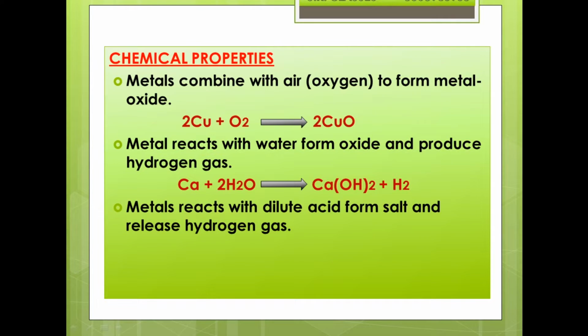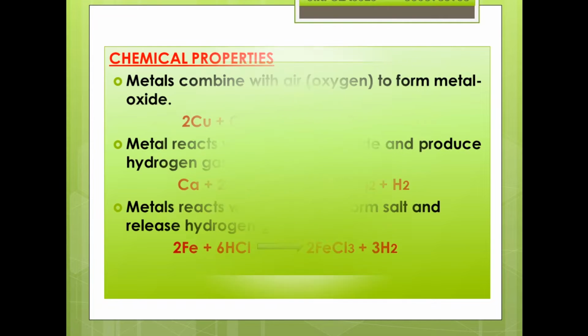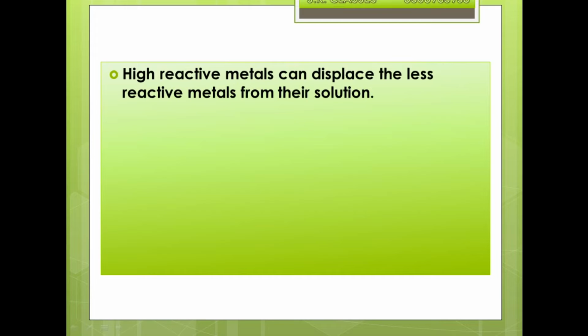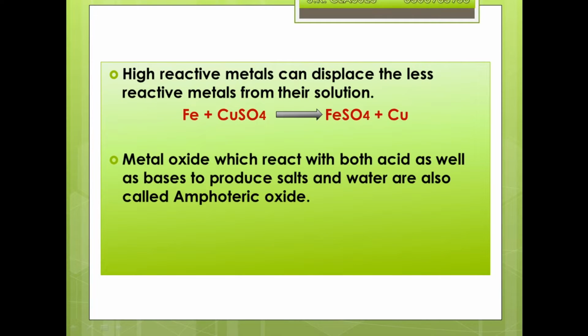And third one, when metals react with dilute acids they form salt and release hydrogen gas. For example, Fe plus HCl gives FeCl3. It is a salt and produces hydrogen gas. Fourth chemical property is highly reactive metals can displace the less reactive metals from their solution. For example, Fe plus CuSO4 gives FeSO4 plus Cu. Here Fe is the more reactive metal and copper is the less reactive metal.